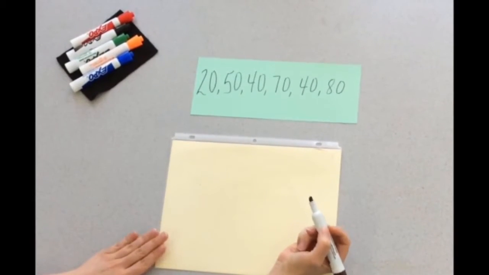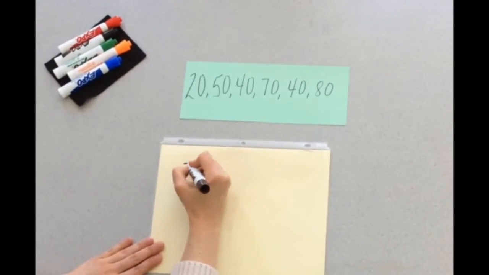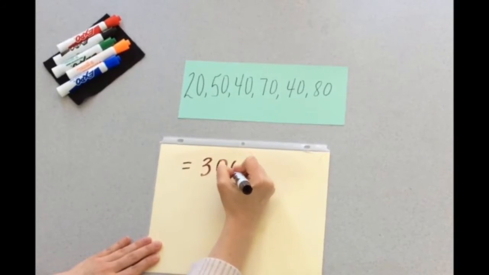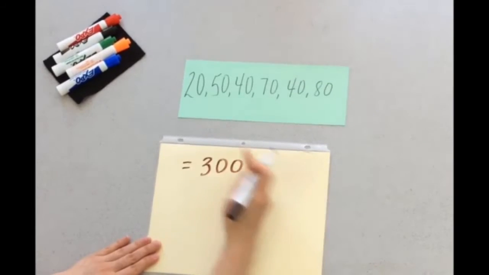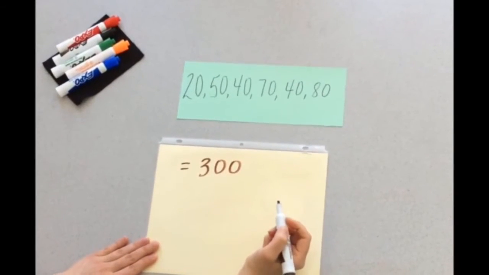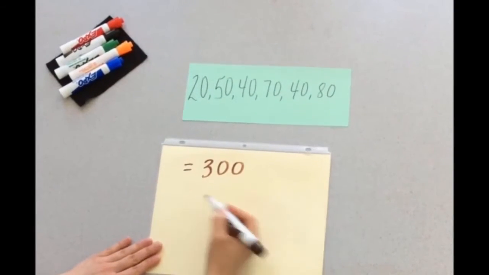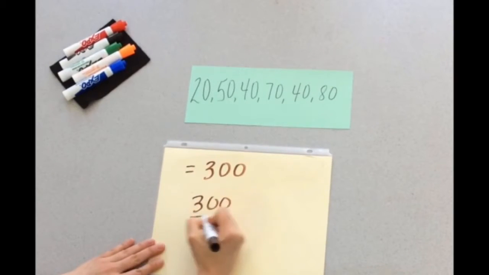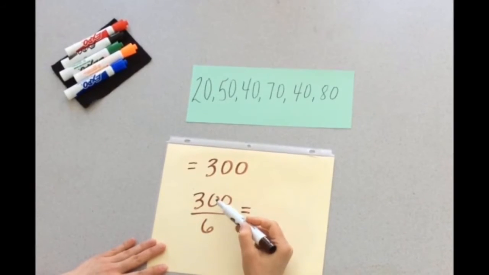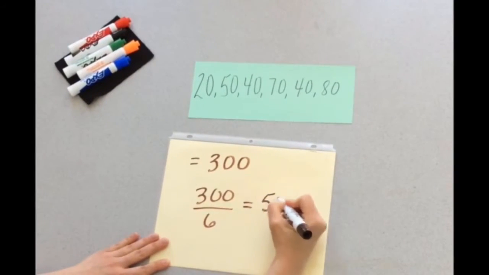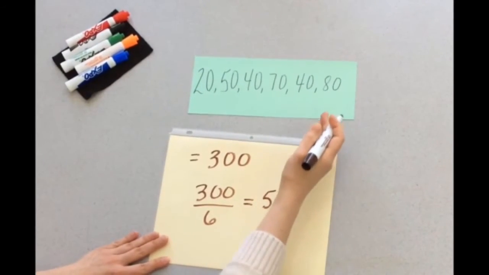Thank you for pausing the video. Again, let's see how you did. If we add up all the numbers in our data set, the sum is equal to 300. Next, I take 300 and divide it by 6 because there are 6 numbers in my data set. 1, 2, 3, 4, 5, 6. 300 divided by 6. Well, I know that 6 will fit into 35 times, so I know that 6 has to fit into 350 times. The mean, or the average of my data set, is 50.